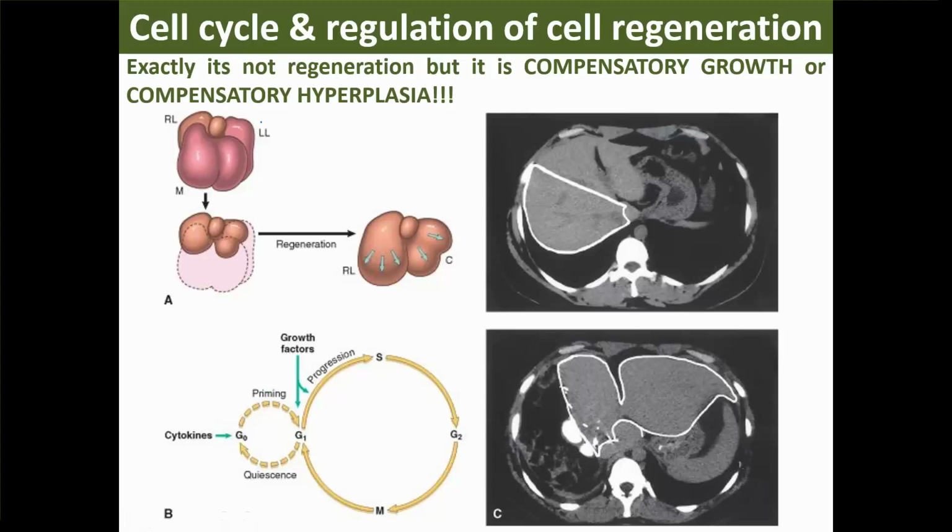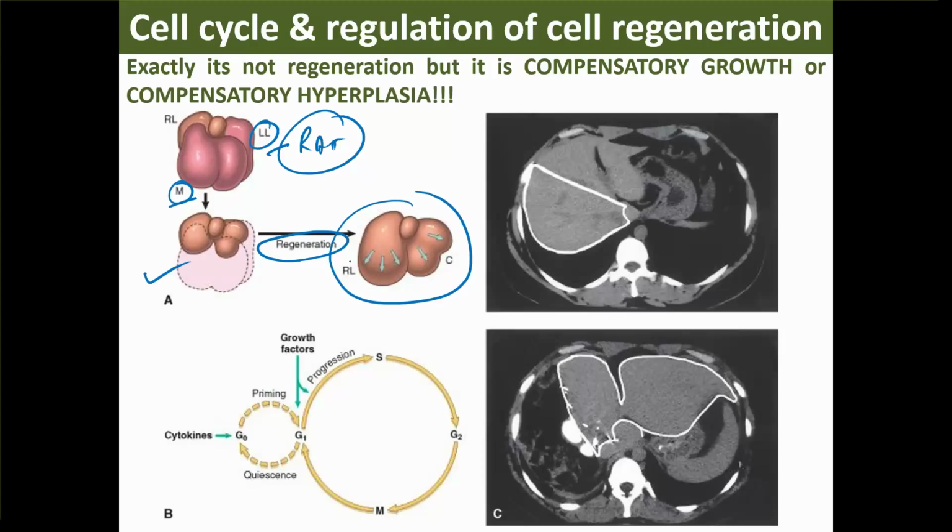So, what happens in this rat liver experiment? They removed the median lobe and the left lobe. The two lobes are removed here. What they see is regeneration, which means the remaining lobes become larger in size. The right lobe and the caudate lobe are increasing, but the median lobe and left lobe do not come back. So this is called compensatory hyperplasia. If the lobes are removed, the remaining lobes increase in size.